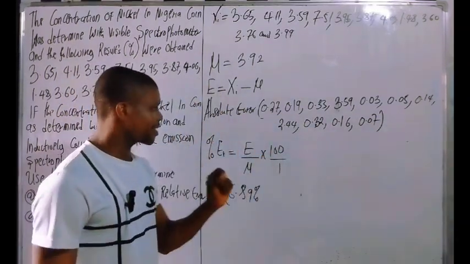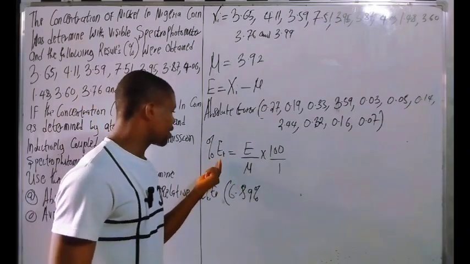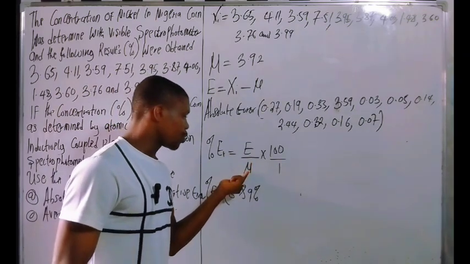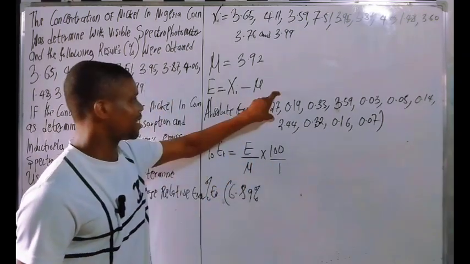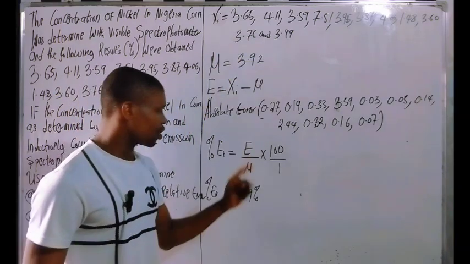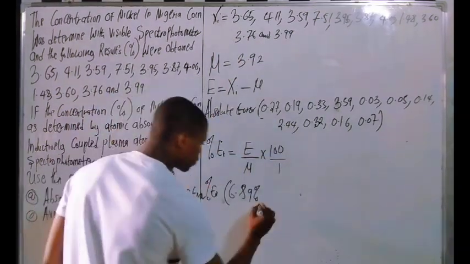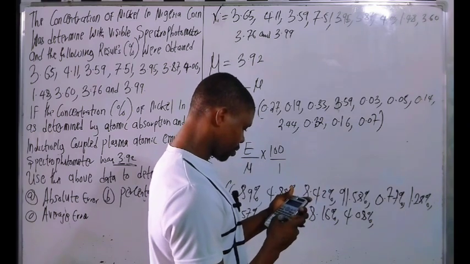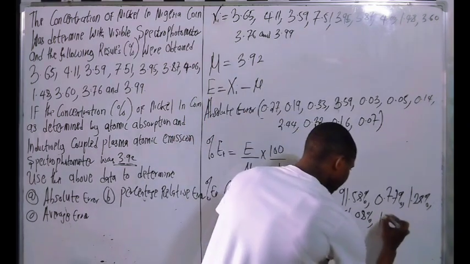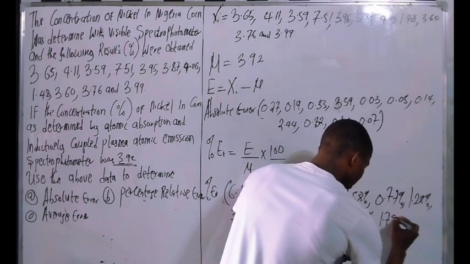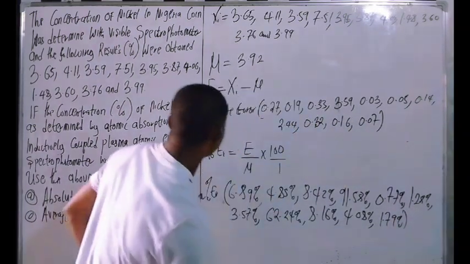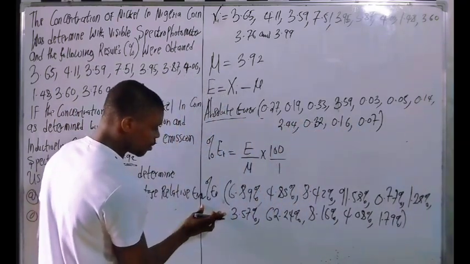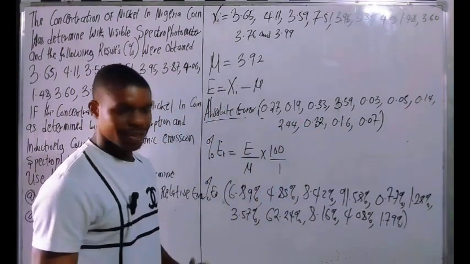The next thing you want to do here is to get the percentage relative error, which is the absolute error over the true value times 100 over 1. So what I want to do here is this divided by this times 100. I want to get each of them. So if you do that here, I want to get this over 3.92 times 100. We have 1.79%. So you can see my absolute errors are these, my percentage relative errors are these here. As easy as that. Do you understand?